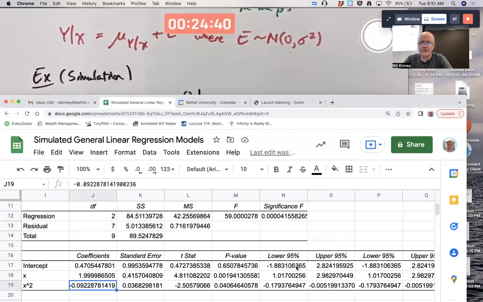There are confidence intervals for these things. Yes, and this one certainly contains the number 1, this one certainly contains the number 2, and this one certainly contains negative 0.1. So we are capturing the true parameter values for the population in this output.